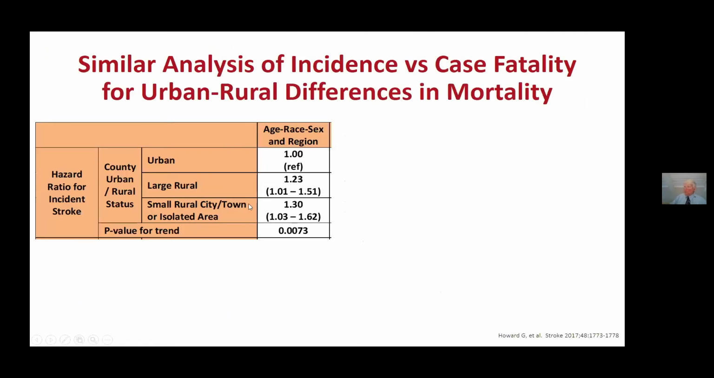Playing the same game again, is that because there's a higher incidence of stroke? One of the advantages of REGARDS, by the way, which very few studies have, is we have a goodly number of people from rural areas, and that's because of this geographic heterogeneity that we had. And you can see that compared to being in an urban area, if you're from a large rural area, you have a 23% higher risk, and it is significantly higher, of having a stroke. This is stroke incidence. And if you're from a small rural city or town or an isolated area, living out truly in the country, there's a 30% higher risk of having a stroke.